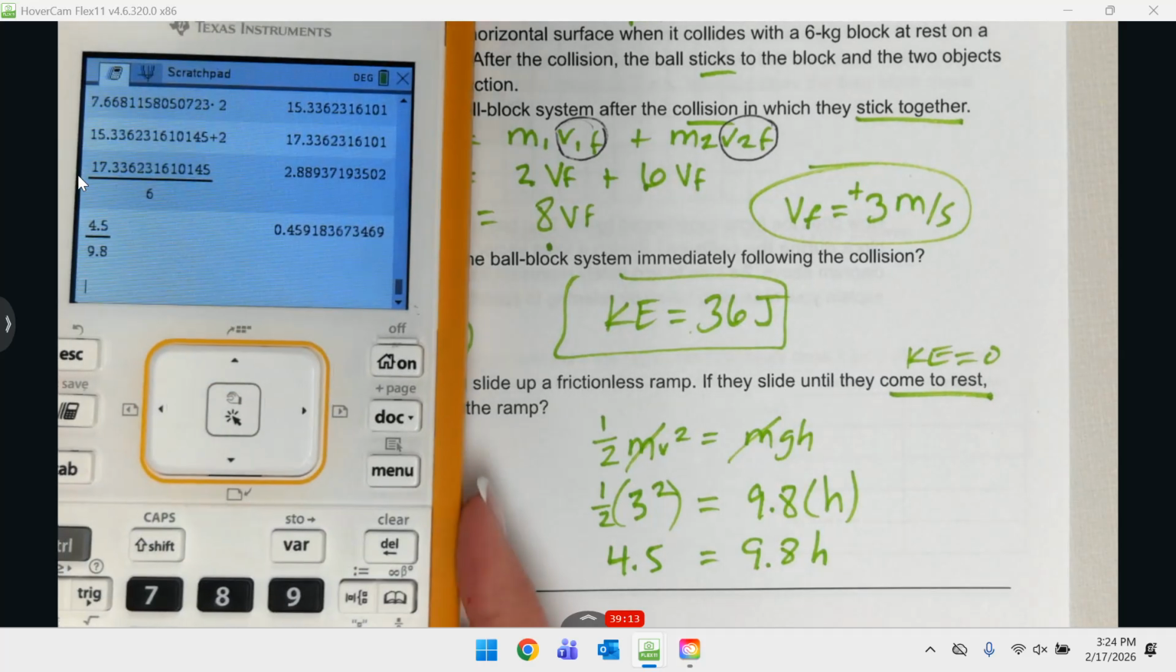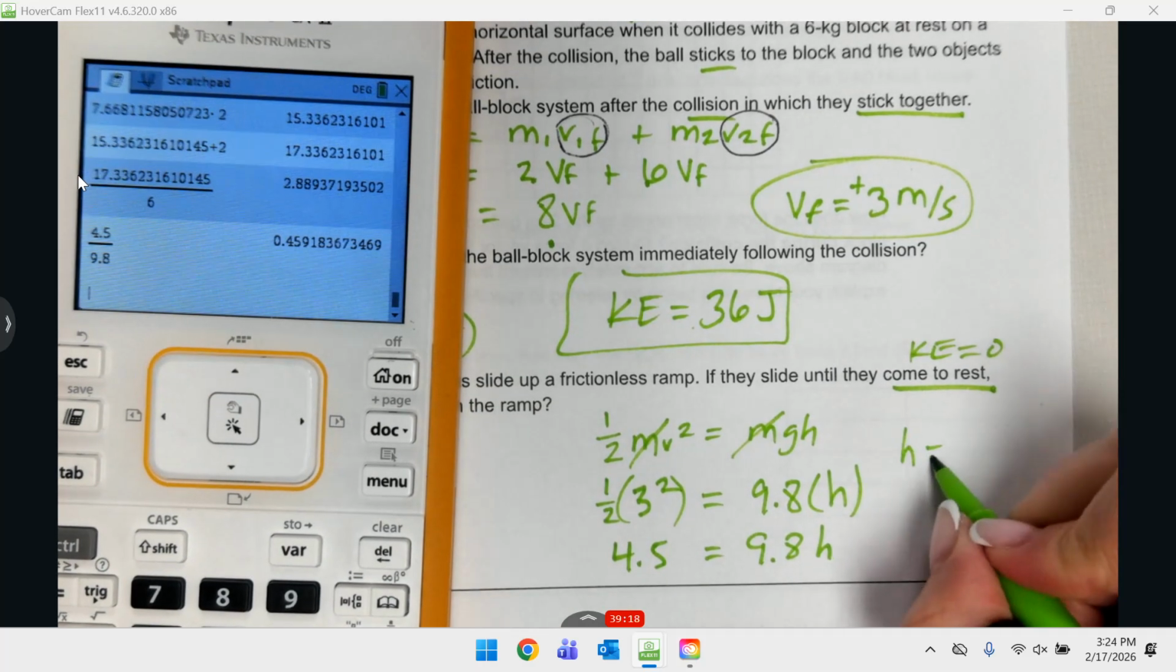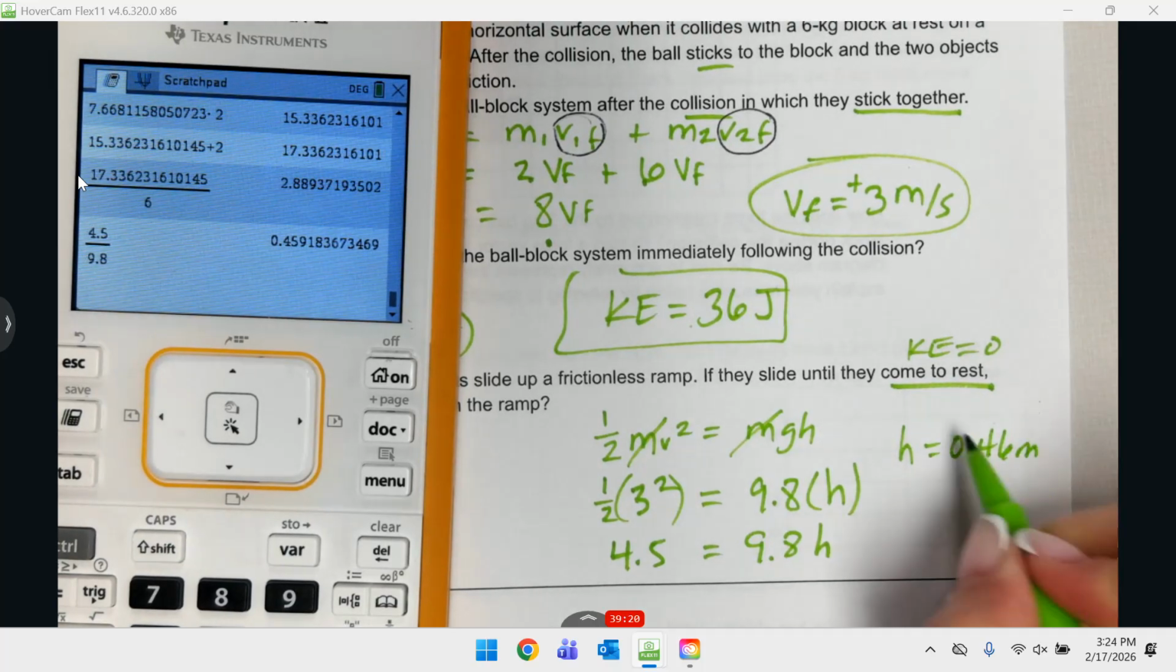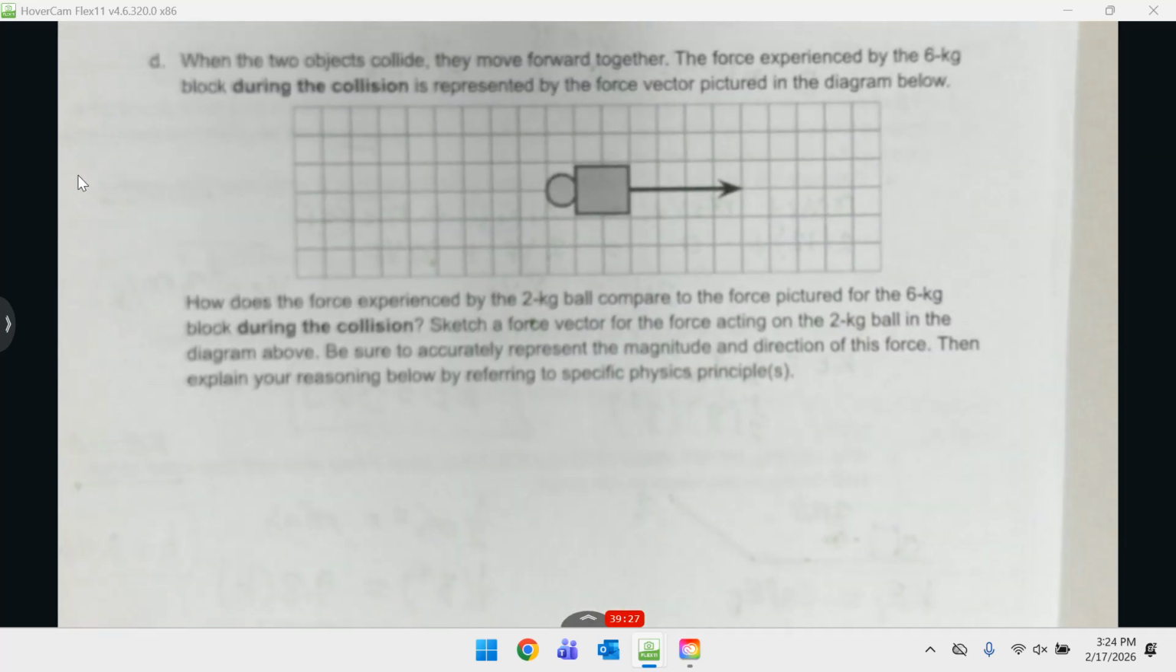And that gives us this, 0.46, if we round it, meters. All right, again, there is a back. Let's go ahead and take a look at part D.